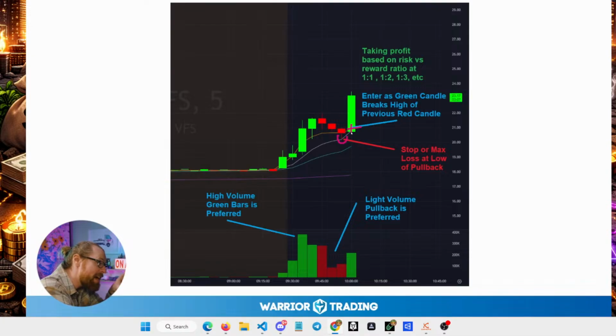You wait for that first candle to go green. You don't want to get in too early. So that was a little trick question, because if you bought right there before the next candle broke, you would have been in too early. It would have sold off. You wait for that first candle to go green.